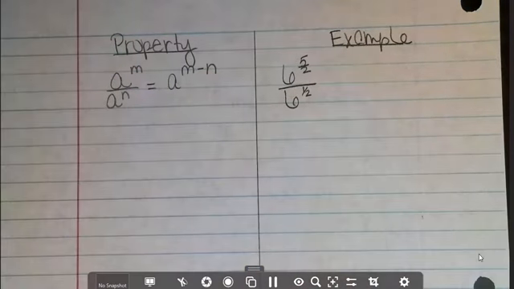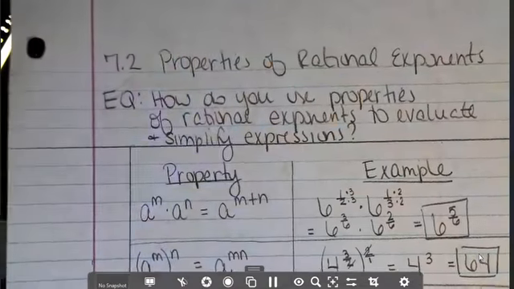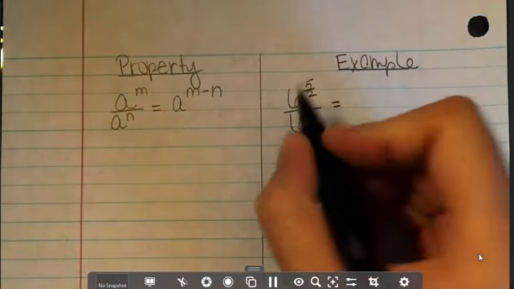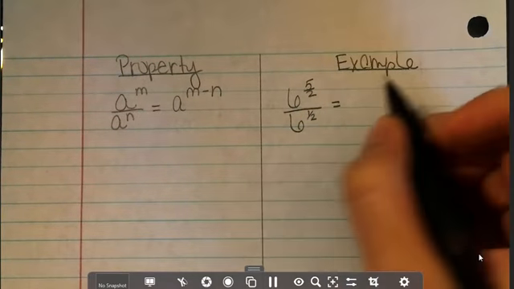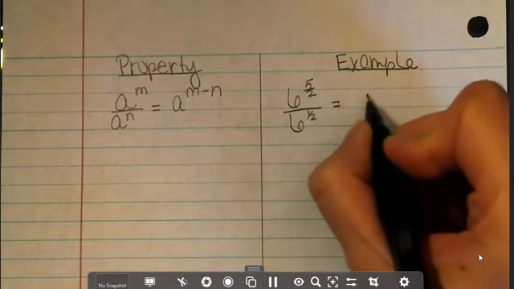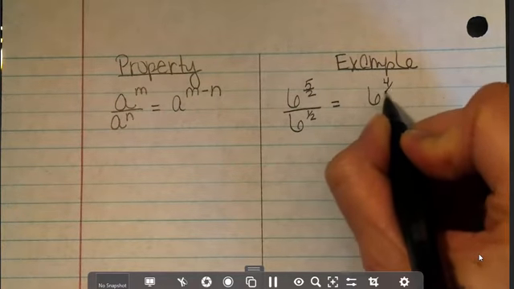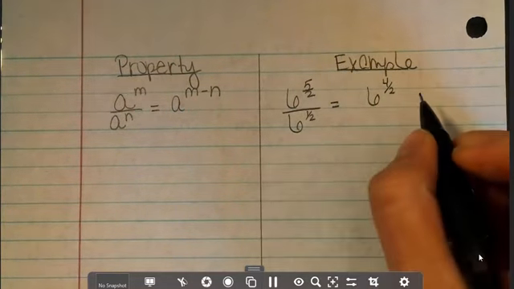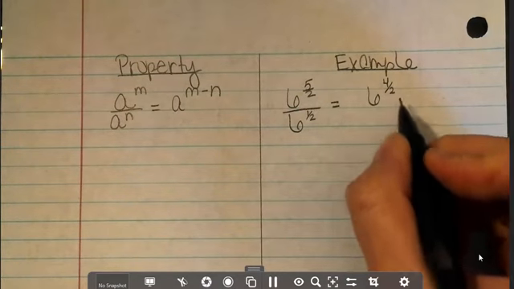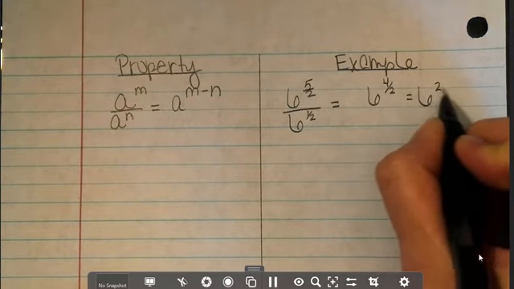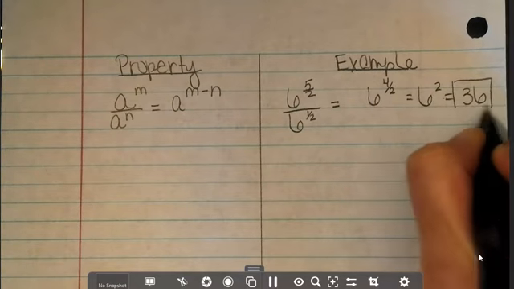Now let's remember, anytime you're subtracting fractions, you need common denominators. Here I happen to have common denominators, but if you didn't, you'd have to do like what we did in our first example, right? You'd have to get those common denominators. Well, like bases, I subtract the exponents. So this is going to be 6 to the 4/2, right? Which now reduces to 6 squared, which is 36.